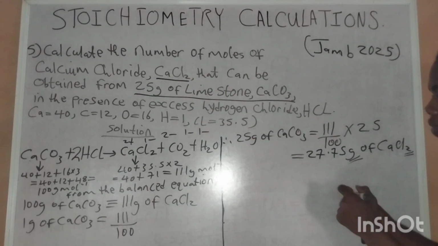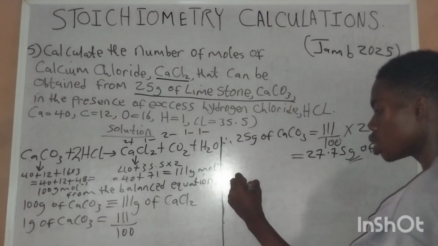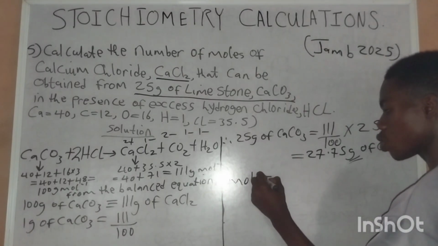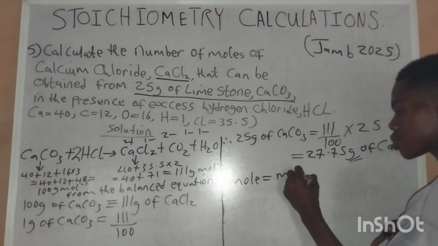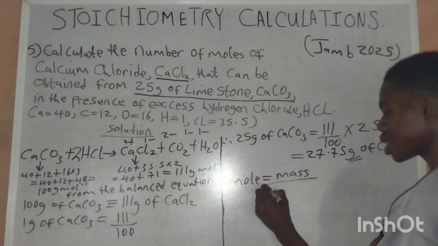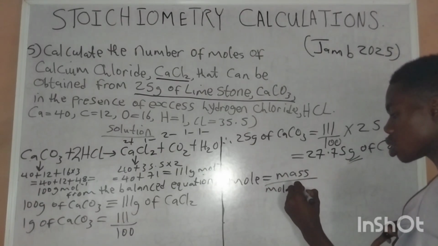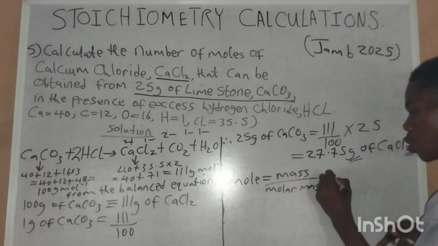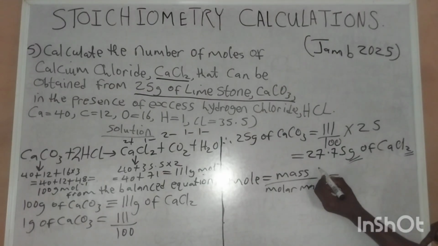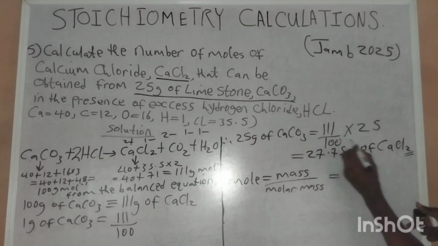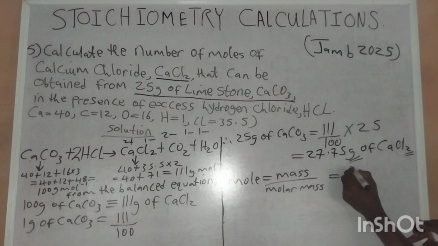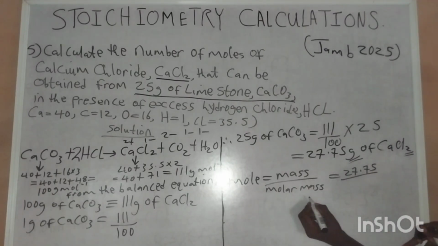Now, let's go to the main question of the day, which is our mole. We're going to use the formula: mole is equal to mass divided by molar mass. Now the mass, and you now see the new mass we got for this calcium chloride is 27.75. So we're going to use 27.75 divided by the molar mass of the compound.